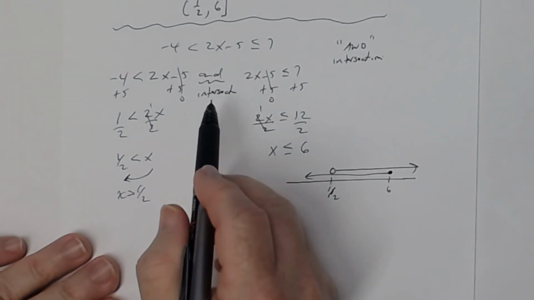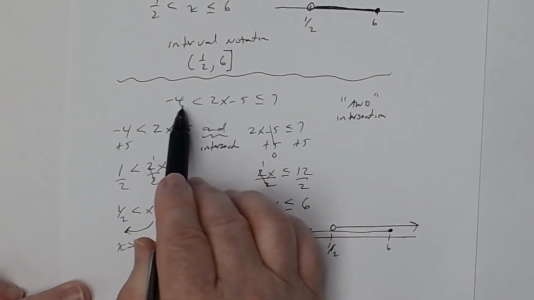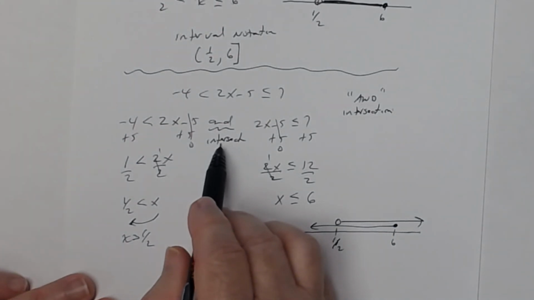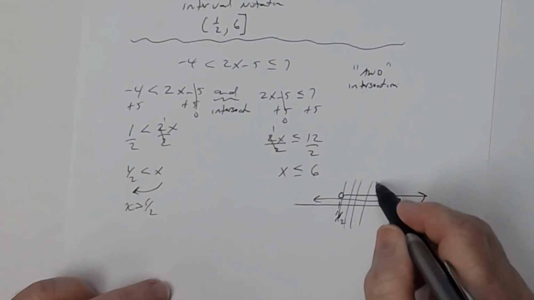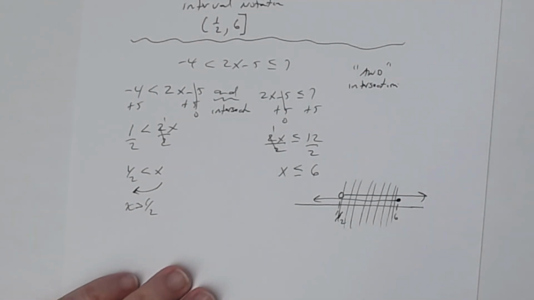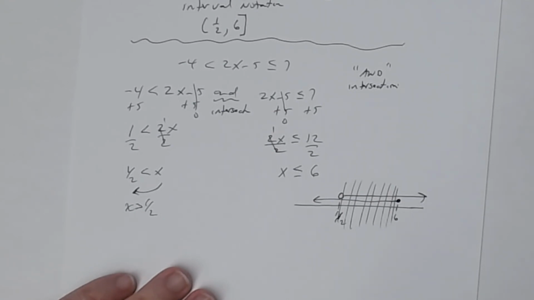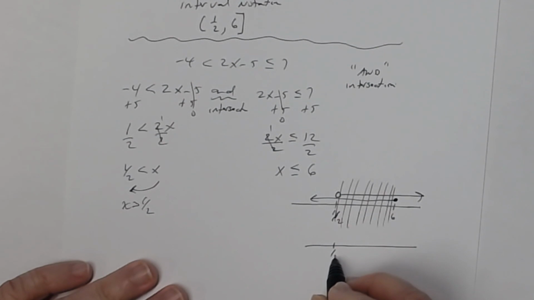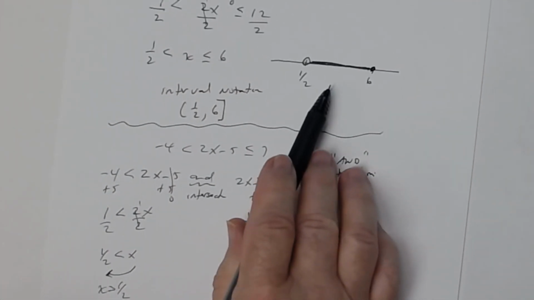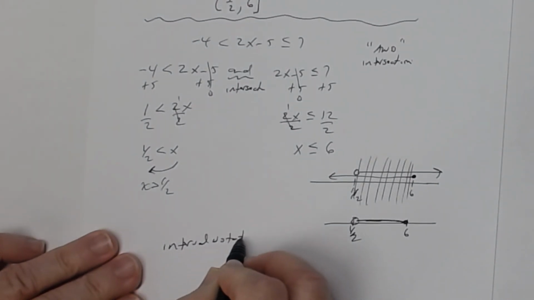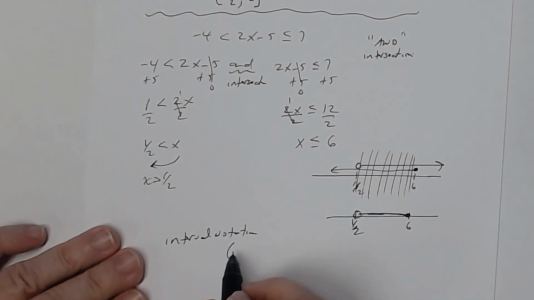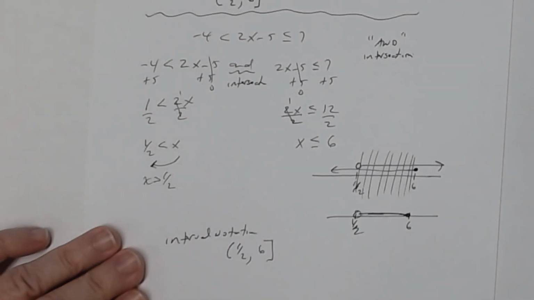But remember, this is an and statement. So the solution to this compound inequality will be the intersection of these two right here. So the intersection of these two. So this is where the two graphs overlap, the two sets of solutions overlap. And so they overlap from 1/2 to 6 with an open circle and a closed circle. And notice this right here is what you see here. And so therefore in interval notation, you're going to say parentheses 1/2, comma, 6 with a bracket.